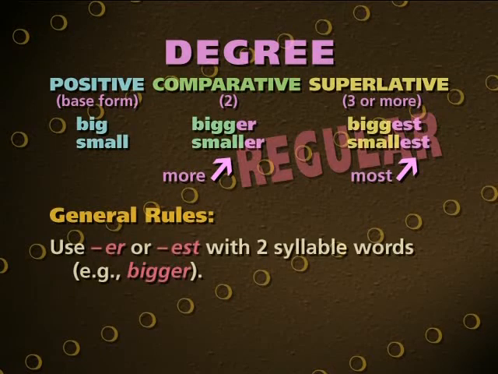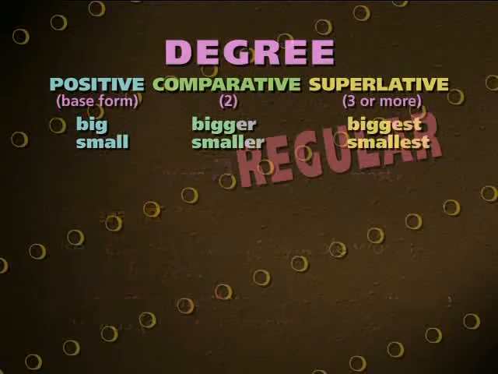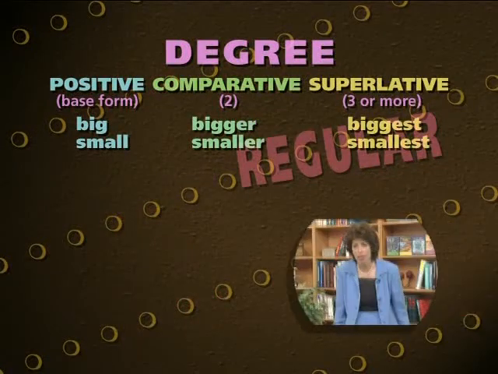Your general rule is use ER or EST with words of 1 or 2 syllables, like bigger. Use more or most with words of 3 or more syllables. So you would say the most tremendous. You wouldn't say the tremendousest. And you would never, under any circumstances, say the more tremendouser. So you get ER or more for comparative, EST or most for superlative. Most of the words in English are formed that way.